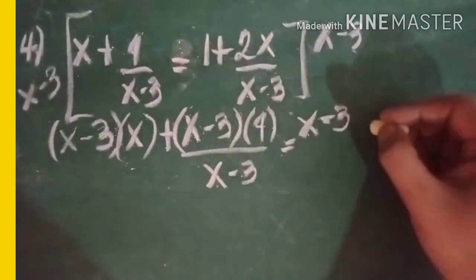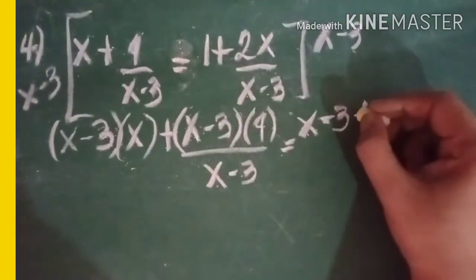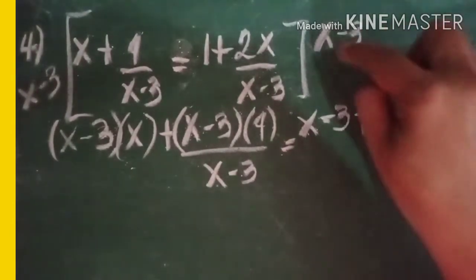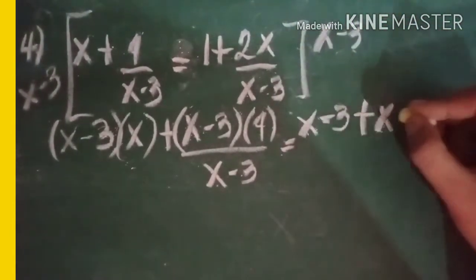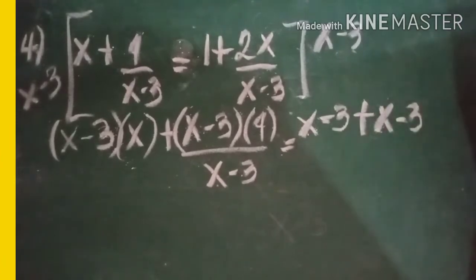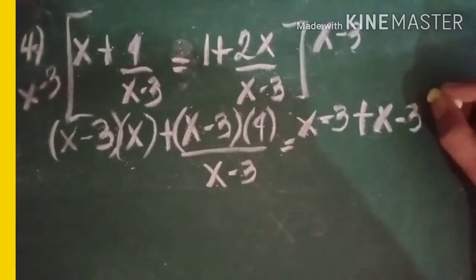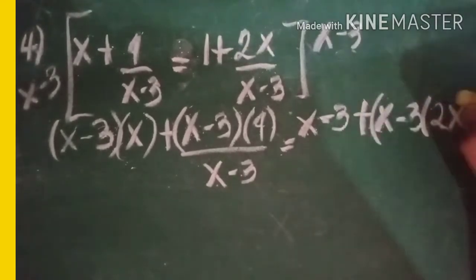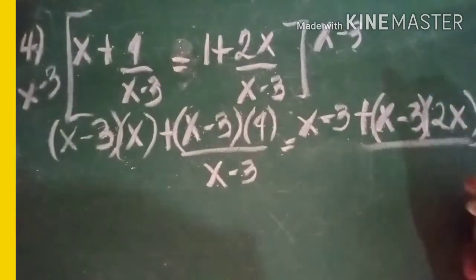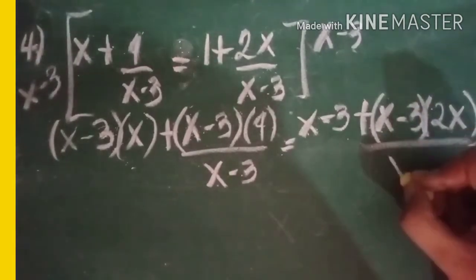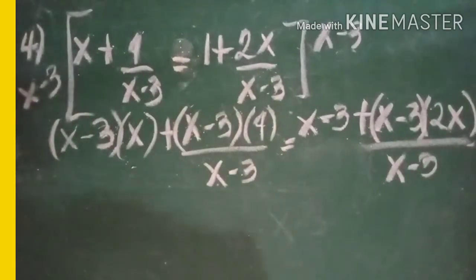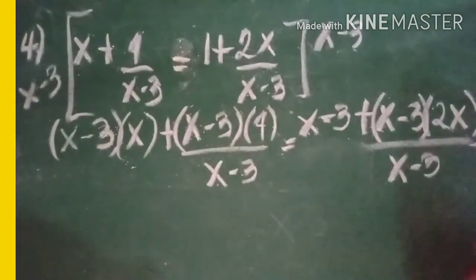Okay, then, plus x minus 3 times 2x is x minus 3 times 2x. Then, i-over natin siya sa denominator which is x minus 3. Okay, since yan yung denominator ng 2x.